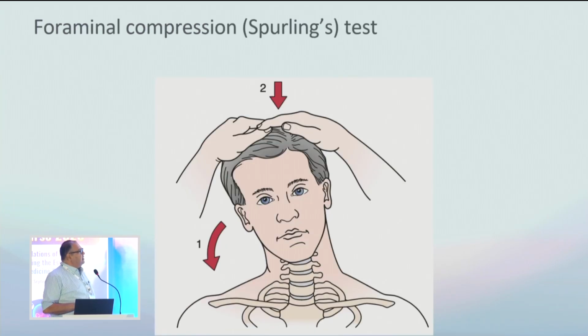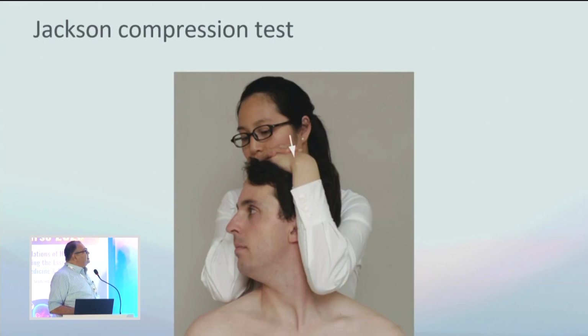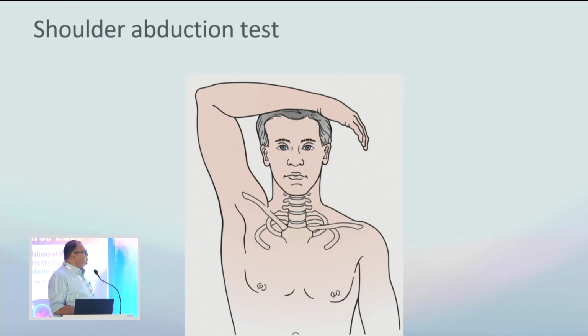Then we have the foraminal compression test. There are actually three types of Spurling. One is this, side bending. Another is side bending with extension. And the third is side bending with extension with rotation. Spurling 1, Spurling 2, Spurling 3. Sign of cervical radiculitis or a radiculopathy. Jackson compression test, again for compressive radiculopathy. Can be positive in myelopathy also.